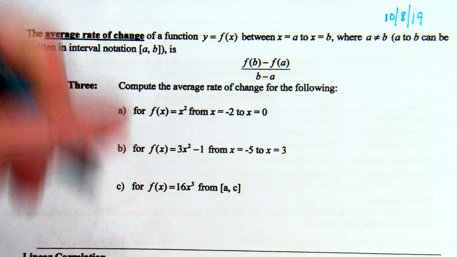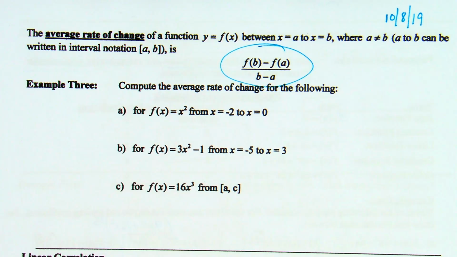So the formula we're using is f of b minus f of a over b minus a. When we talk f of b minus f of a, those are function values, so those are like y values. B minus a are your inputs, so those are like x's. So just like slope, it's y minus y over x minus x.